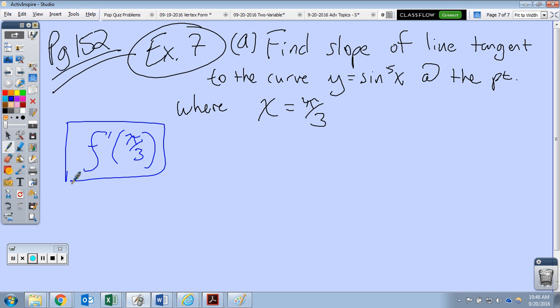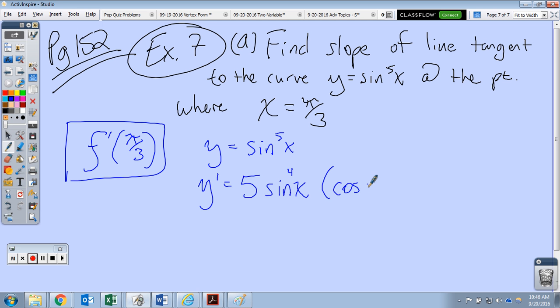Let's go piece by piece. Let's just go with, if we have y equals sine of x to the 5th power, then y prime would be equal to bringing the 5 to the front, dropping it down a power, and then times the derivative of the inside, which is derivative of sine of x, which is cosine of x.